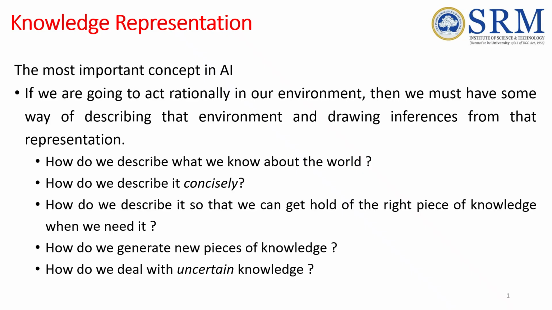The first point, it stores the facts, objects, events, and relationships. Example, a dog is an animal. Second point, it describes knowledge concisely. Avoid storing unnecessary or repeated information. Example, instead of storing that every dog has four legs, store the rule: dogs generally have four legs.